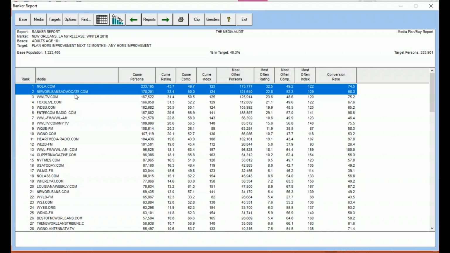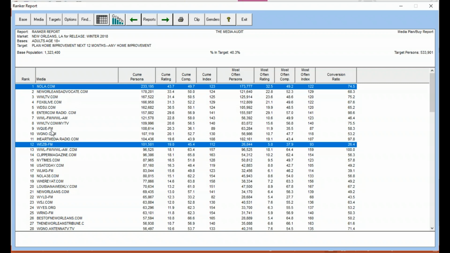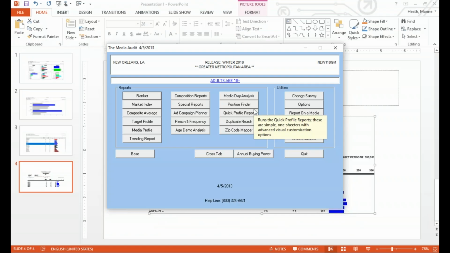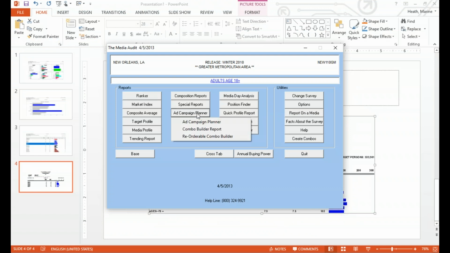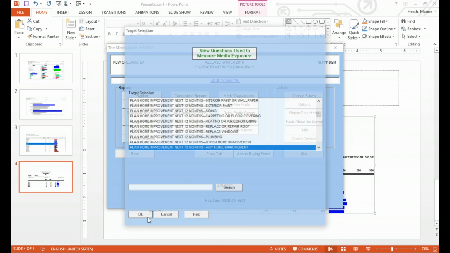Okay. But you might want to know whether you want to buy too deep on internet, or do you want to buy this and a couple of the radio stations? How do you effectively buy deep without duplicating too much of the audience and having too much overlap? This is the second reason I wanted to put radio and internet together. And here's where we come to Ad Campaign Planner. Click on the button and then click on Ad Campaign Planner a second time, hit OK.